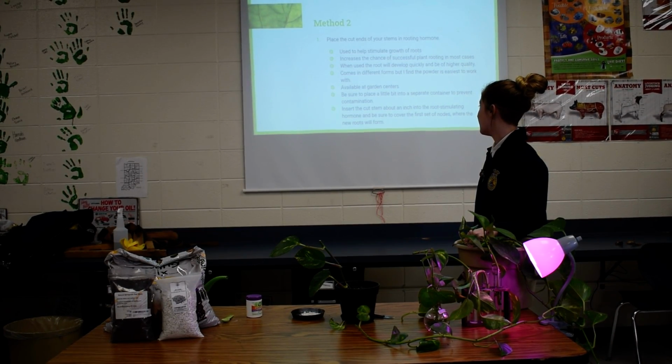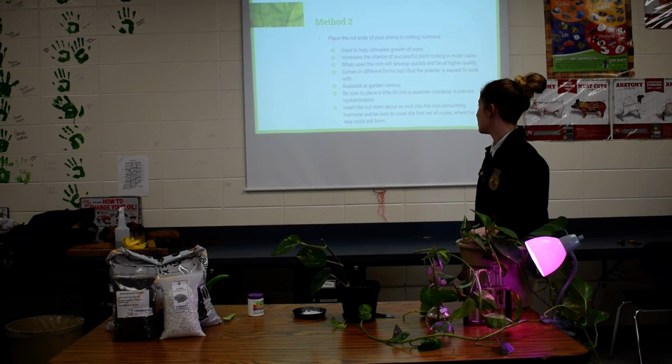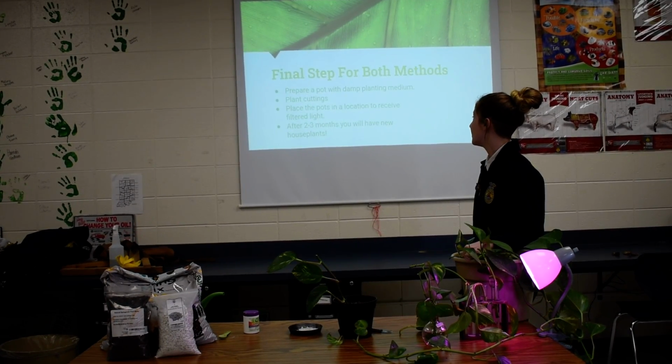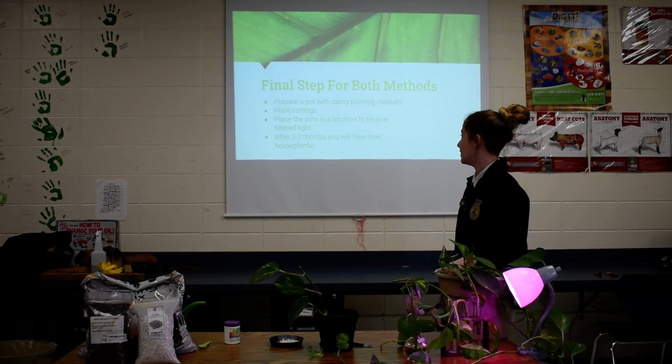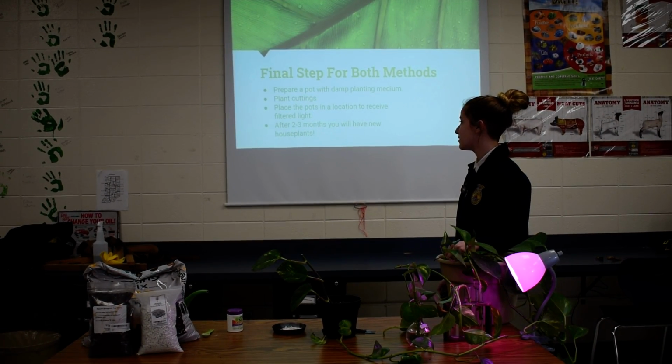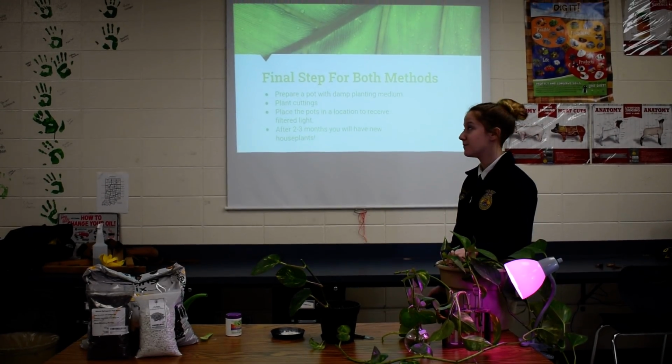You're going to insert the cut stem about an inch into the root stimulating hormone, and be sure to cover the first set of nodes where the new roots will form. The final step for both methods is to prepare a pot with damp planting medium. You're going to plant the cuttings, place the pots in a location to receive filtered light, and after about 2 to 3 months, you will have a new houseplant.